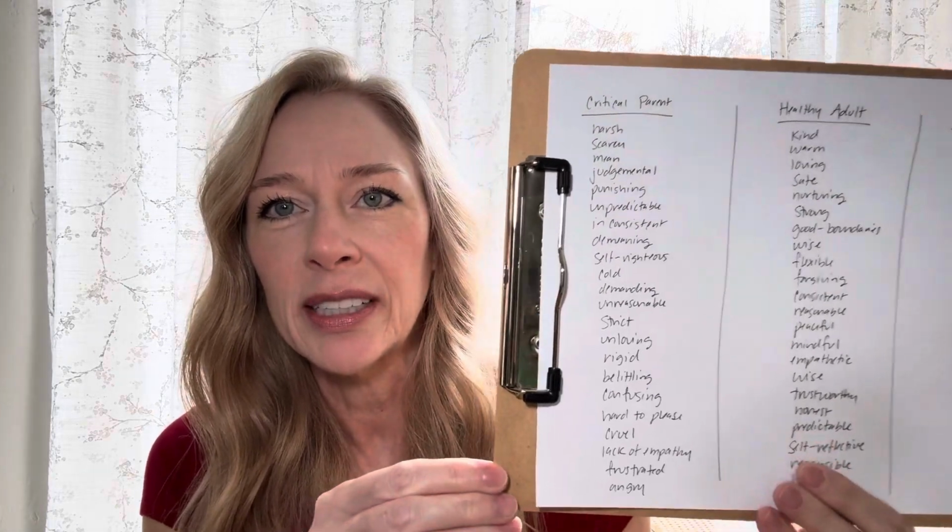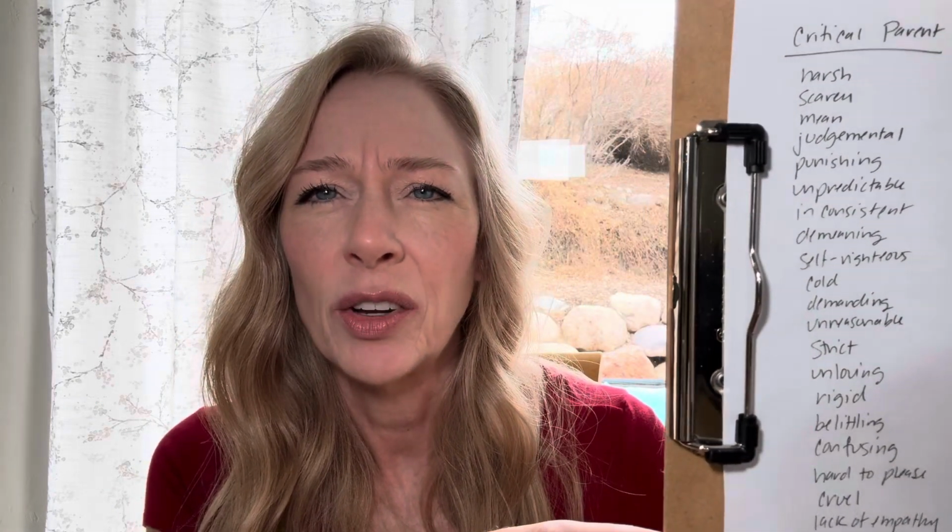And I'm just going to show you. I've got my list of words here, and we're going to start with that critical parent. And then I'll hold the whole thing up and you can get a screenshot maybe after I list these 3 columns of words. So we're going to think of these words for a critical parent.